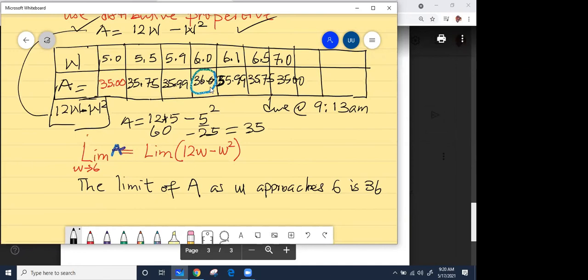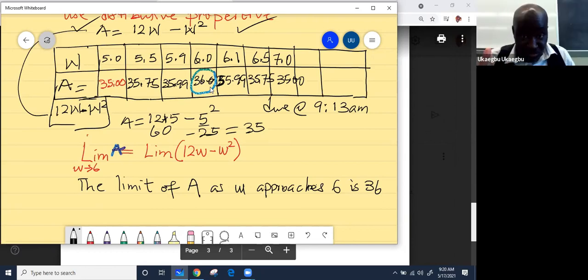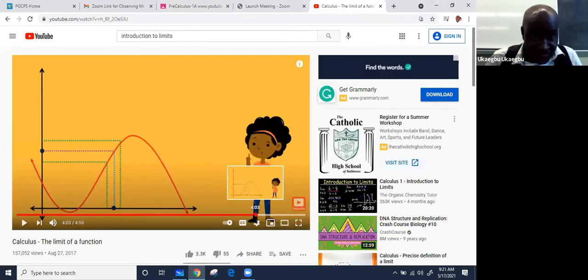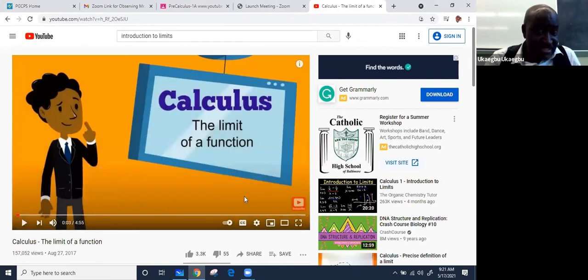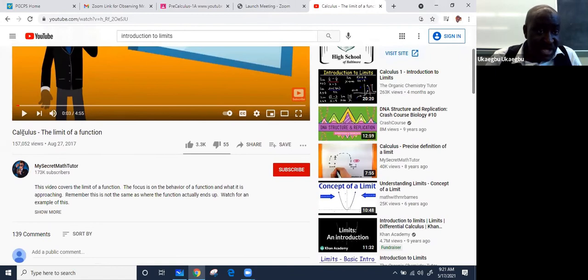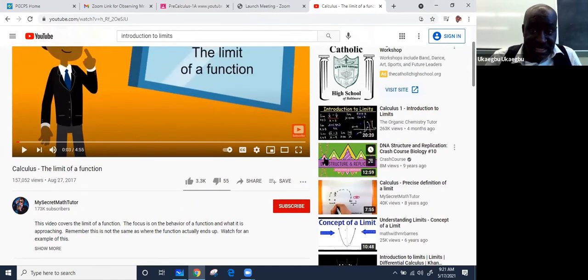All right. Now that we see what we just did, let's look at how Disney World explained the same thing. I'm going to share a video right now. It's a cartoon, so let's see how they explained the same concept. This video wasn't really made by Disney World, but it explains something. You see, My Secret Math Tutor made this video, and it's on the topic of calculus and the limit of a function. So now let's see what they said.